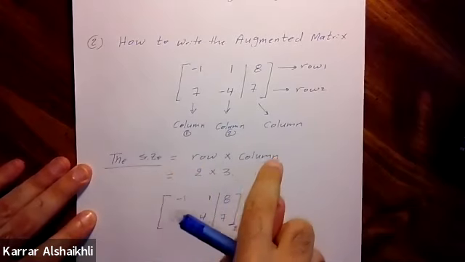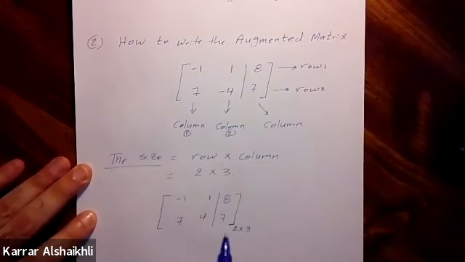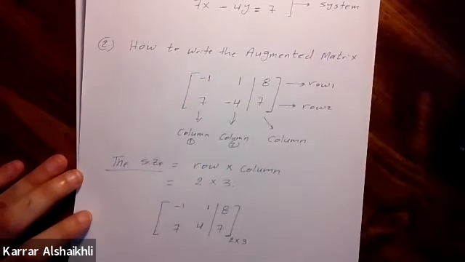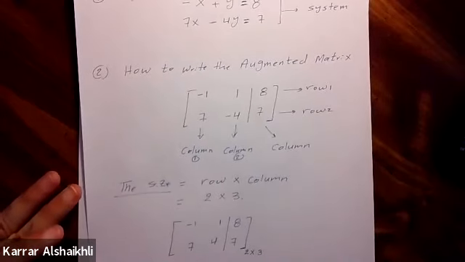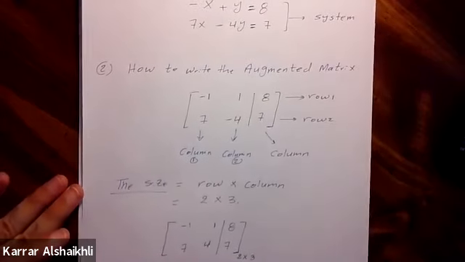The rows first, then the columns. 2 rows and 3 columns. This is the size of the matrix. We're going to do another example about how to write down the augmented matrix.